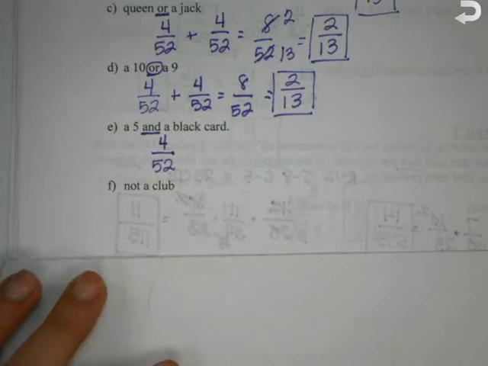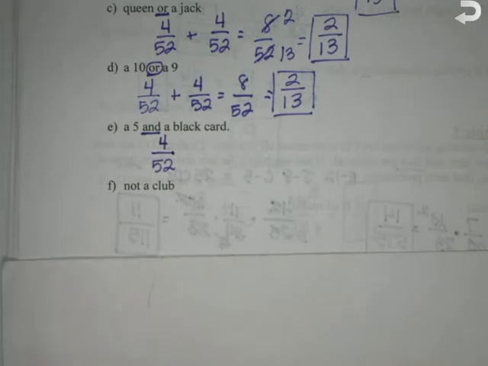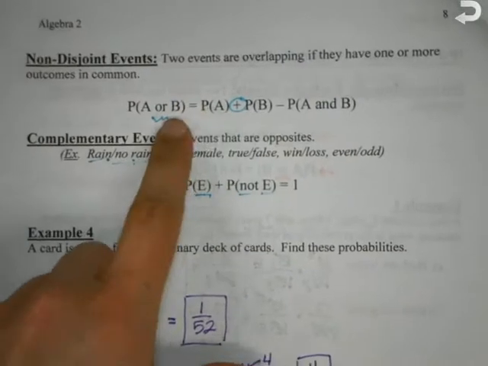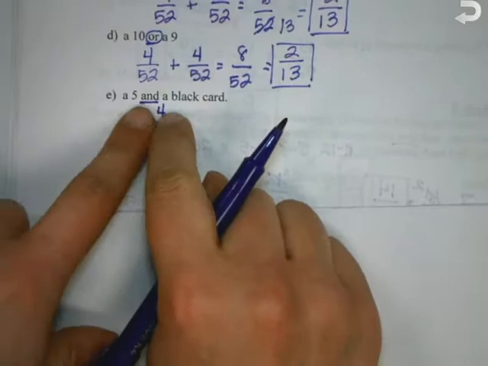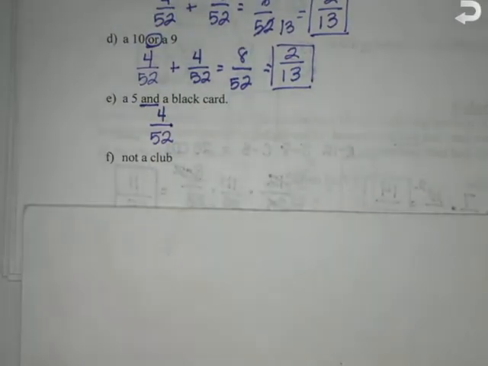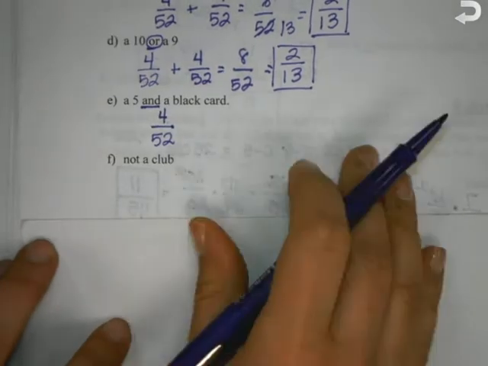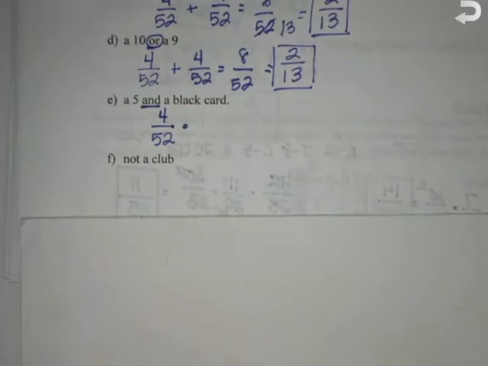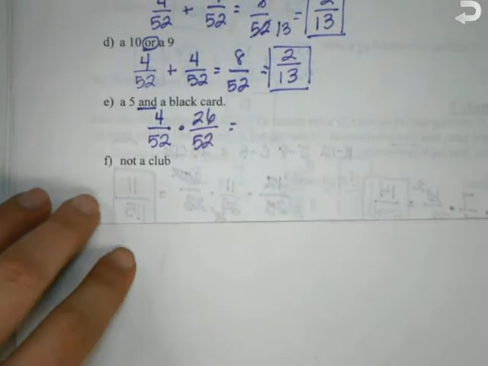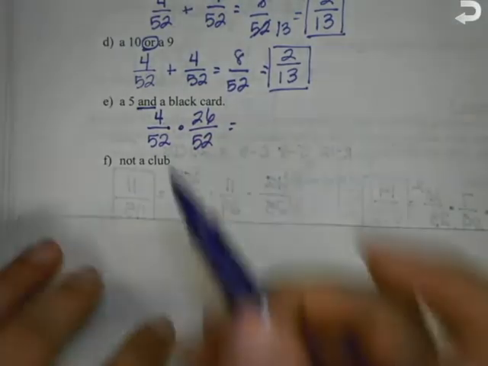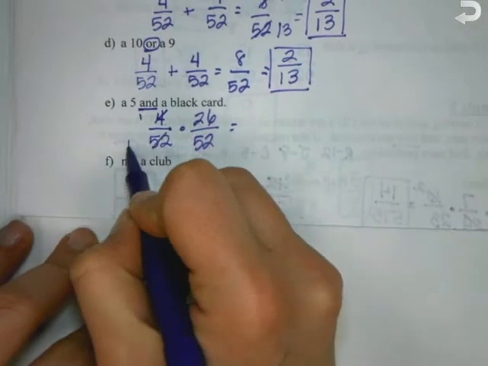Okay, because the word is or. But the word here, even I got confused at first, is and. So we're looking for a black 5. That's what we want. So the probability of drawing a 5 is 4 out of 52. Times the probability of drawing a black card? 26 out of 52. Okay, let's reduce some first. 4 goes into 52, 13, so 1 over 13. And 26 over 52 is 1/2, right? So that's going to be multiplied straight across. 1 over 26.